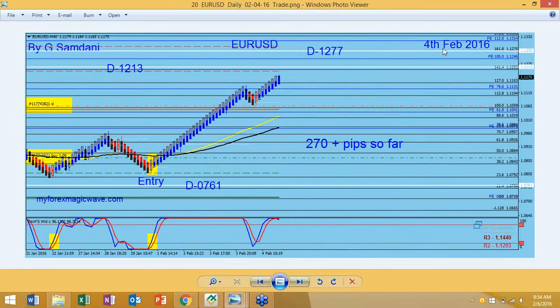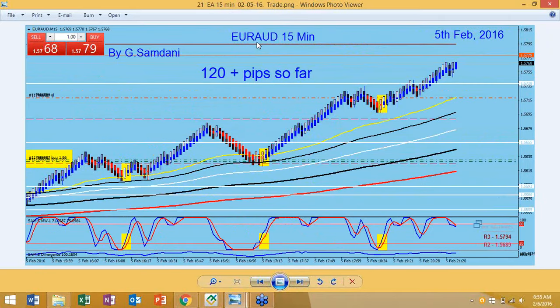Again, this is Euro USD on the 4th. Euro is getting also strong. And here on the 5th, Euro Aussie again going up. This was my entries here. Then you have another entry here. You have another entry here. But my couple of entries are here, starting from here, gone with the wind.